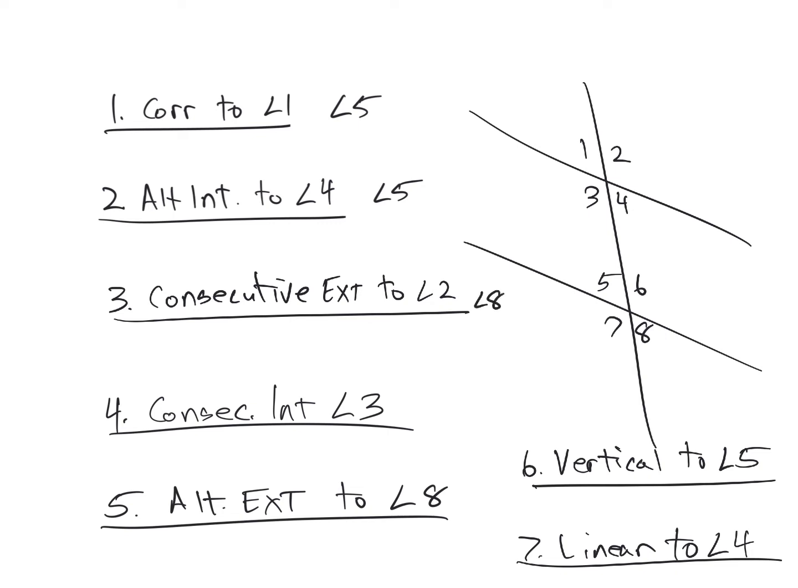I'm just curious, who got that one right? Oh, all right. Wow. Awesome. Number 4, consecutive to angle 3. Same side of the transversal has to be interior, so it has to be angle 5. Alternate, opposite sides of the transversal, and exterior to angle 8. So that has to be angle 1. Number 6, vertical to angle 5 is angle 8. And linear to angle 4 can either be angle 2 or angle 3. Either one of those would have been correct.